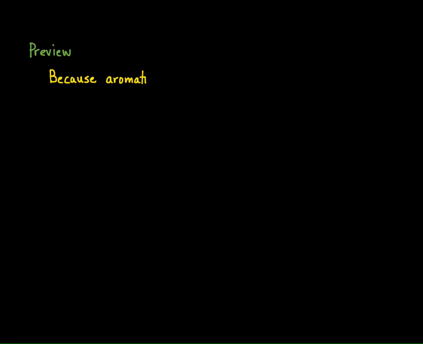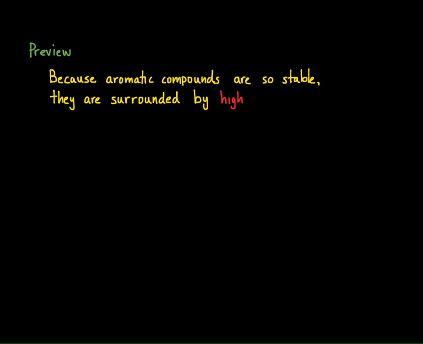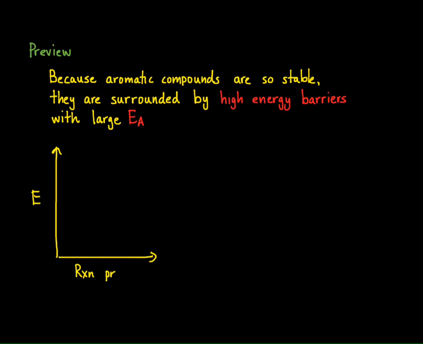If you think about the stability of aromatic compounds, we saw in Chapter 14 that they're very stable. And because of this, they're surrounded by high energy barriers with very large activation energies to actually get to different types of products. Now, the reason for this is if we take a look at a potential energy diagram, we know that aromatic compounds are relatively stable. So if I start at some hypothetical energy, I know I have an aromatic compound. I know it's a very stable structure.